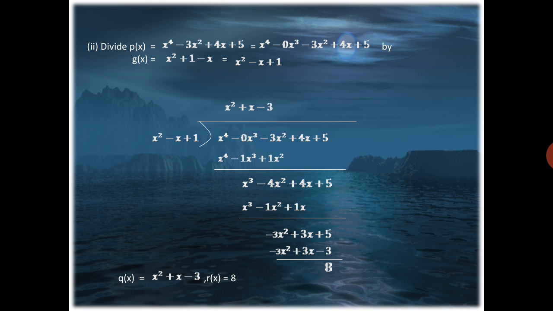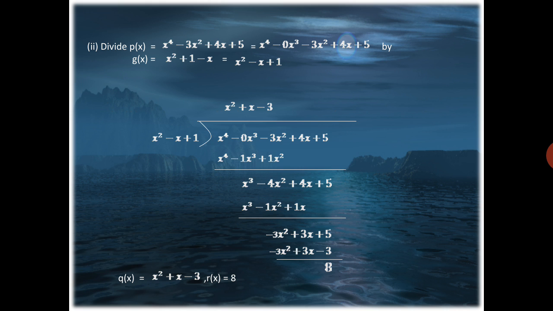Now the divisor has 3 terms. So multiplication is done thrice. It is actually a monomial into trinomial. So that is how 3 terms you have got after multiplication. The next step is subtraction. Before subtraction, make sure that you change the sign of the second polynomial.